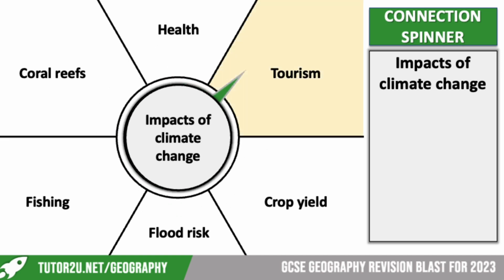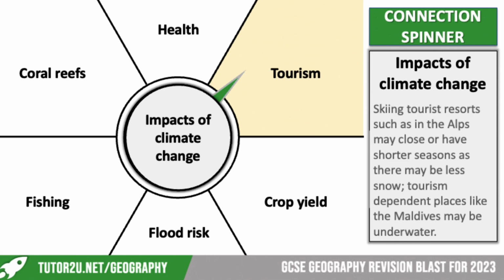Okay, so we've landed on tourism this time. So again, give yourself a few more moments if you need to by pausing the video. So what could be potential impacts of climate change on tourism? Let's reveal. So places that currently operate as ski resorts, such as those in the Alps, might have to close, or they might have much shorter seasons as there will be less snow. Obviously, that can impact on the economy. And you've also got tourism-dependent places like the Maldives, which may be underwater, obviously will have a huge impact on the way people earn their money there.